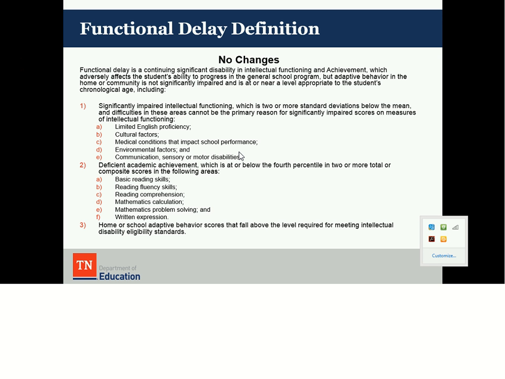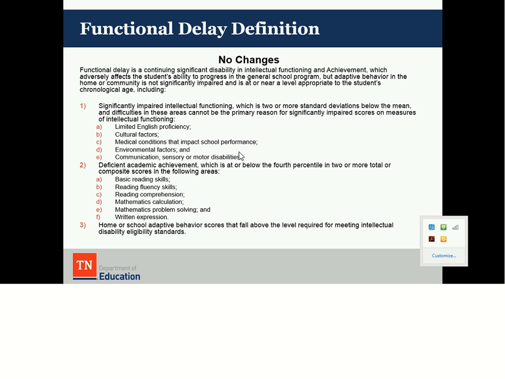Just for some background information, functional delay was recommended to be removed from our disability categories. However, it's currently in our Tennessee state law, and therefore it cannot be removed based on a state board decision. It has to be removed initially by going through the legislative process, and that did not occur at this time.